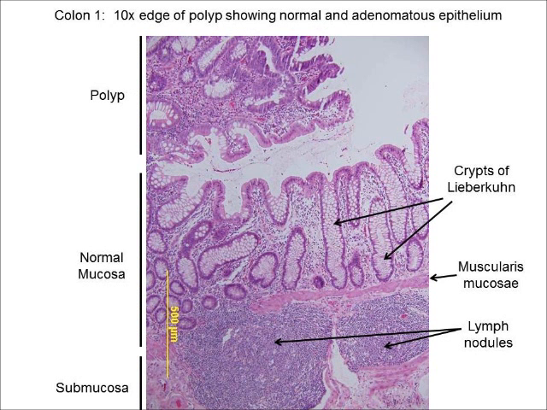Switch to the 10x objective lens so that you can simultaneously view both the normal mucosa and the polyp. In some regions of the polyp, the epithelial cells are more basophilic than the normal epithelium and contain fewer goblet cells. These characteristics indicate that the epithelium shows some degree of dysplasia, and for this reason, the polyp is considered to be adenomatous.